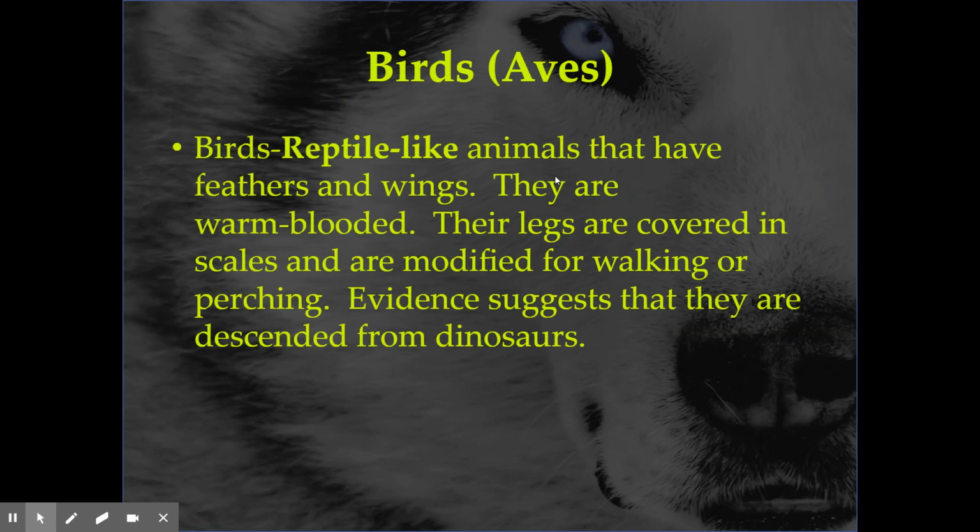Birds. So more and more as we do genetic analysis, we're starting to realize that birds and reptiles are very close from an evolutionary standpoint. They have feathers and wings, and there's evidence now that a lot of the dinosaurs had feathers and some had wings. They are warm-blooded. This is a definite on this one, always warm-blooded. So they have to maintain a constant internal body temperature, where if it's cold-blooded, it goes along with the temperature of its surroundings. Legs are covered in scales, modified for walking or perching.